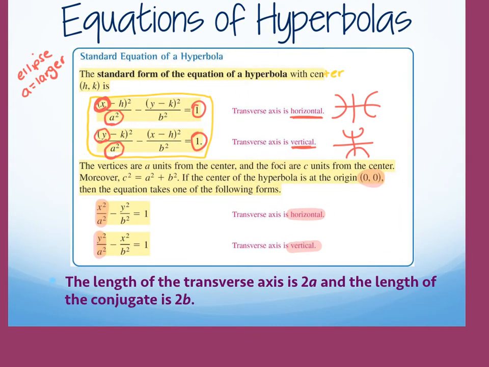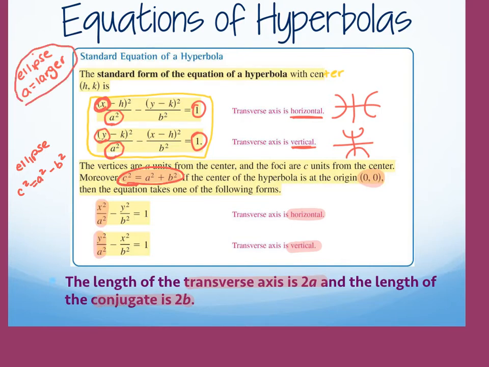Now, we used to call them the minor and major axis with ellipses. This is called transverse and then conjugate. Transverse is just like the major axis, that's 2a, and the conjugate is 2b. This also tells you that c squared equals a squared plus b squared. So remember with an ellipse, it was c squared equals a squared minus b squared. Now there's a plus.